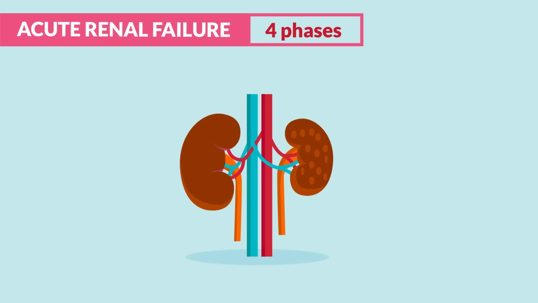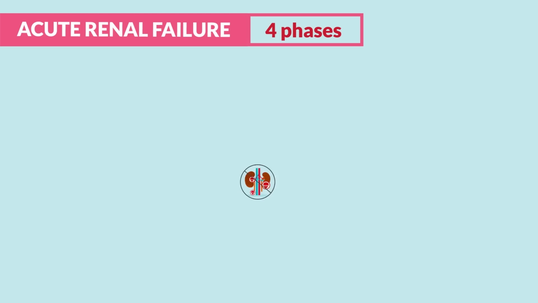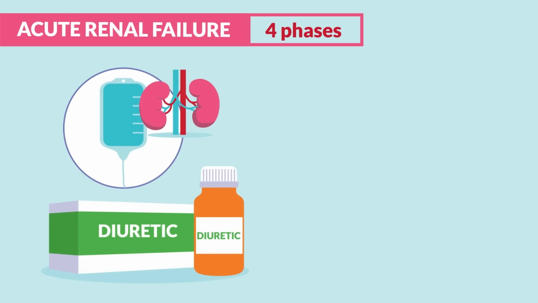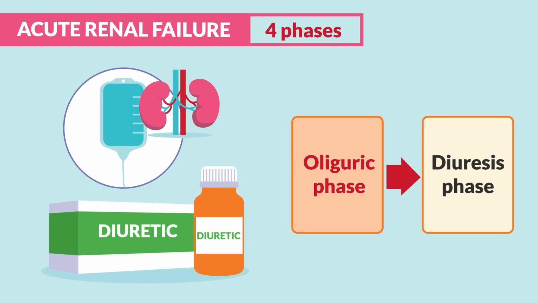Now, the treatments are pretty simple here. The main goal is to prevent major kidney damage. And we do this by flushing the kidneys with a fluid bolus, or diuretics. We're basically trying to push the kidneys from oliguric phase into the diuresis phase.